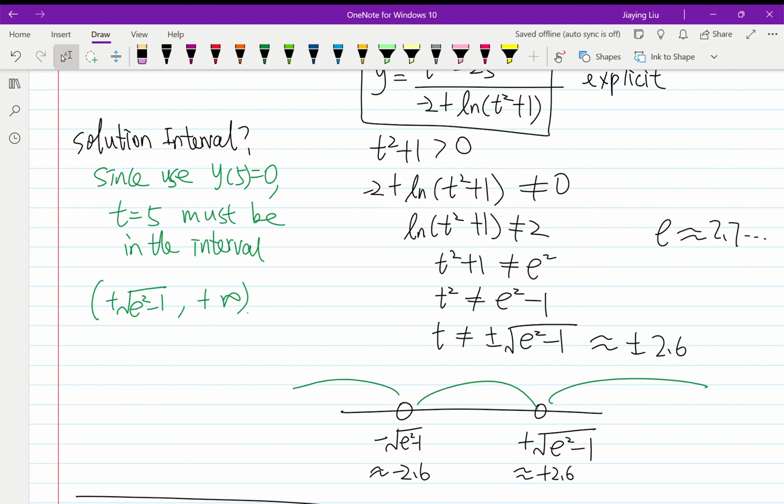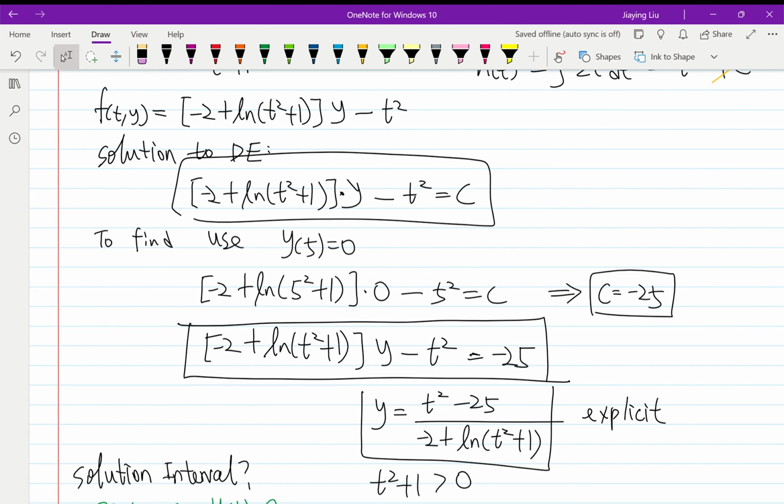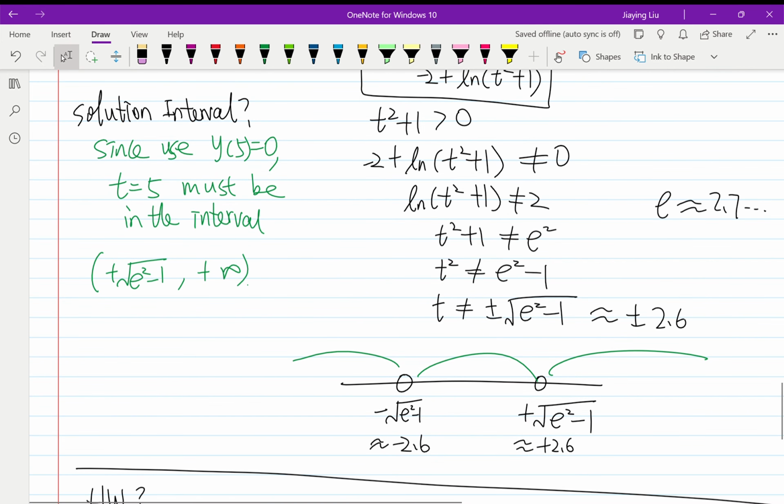But the tricky part is that the specific solution we found at the end, by using the initial condition, is only valid for this interval, because this interval includes the initial condition equals 5. If we don't have this initial condition, it's better to write the answer as three intervals instead of inequalities. So, good question, good point. Any other questions?